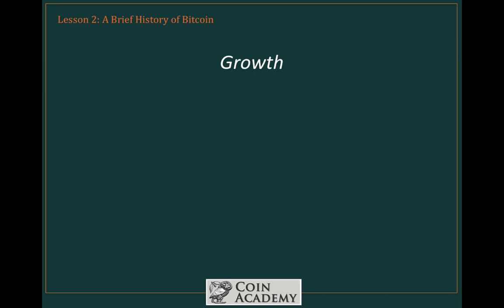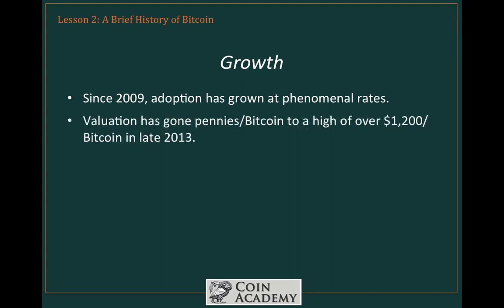Since 2009, Bitcoin has grown at a fairly spectacular rate. It's really hard to believe some of the numbers that have come out of it, but they are reality. Valuation has gone from pennies per Bitcoin to a high of over $1,200 per Bitcoin in late 2013. That's come back down quite a ways, but still, that was the peak high in December of 2013.